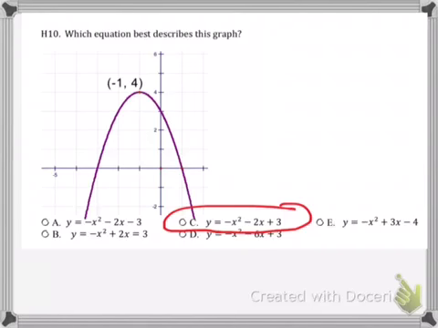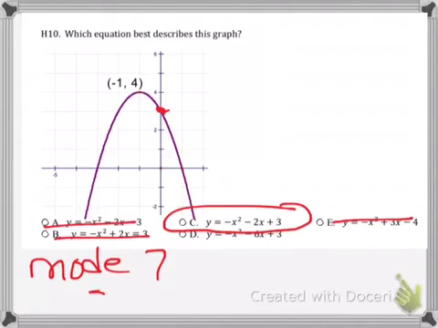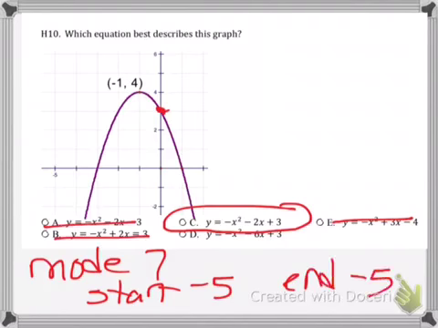And 10, which equation best describes this graph? Well, I know it's going to be a negative equation. I know that my y-intercept is at positive 3, so I can't have any equation that doesn't have a y-intercept at positive 3. And then what I did was I used mode 7. I started at -5, and I ended at positive 5. And I checked which one of the two choices had the same coordinates as the graph shown. So that's how I did these.